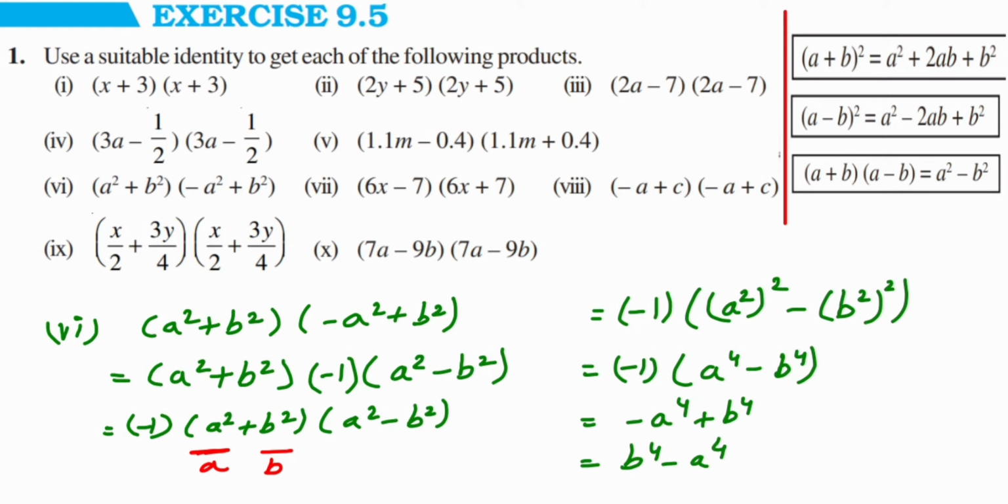Now we'll move on to the seventh question. The seventh question is (6x − 7) into (6x + 7). So it's like (a − b) into (a + b). Again you have to use the third identity.